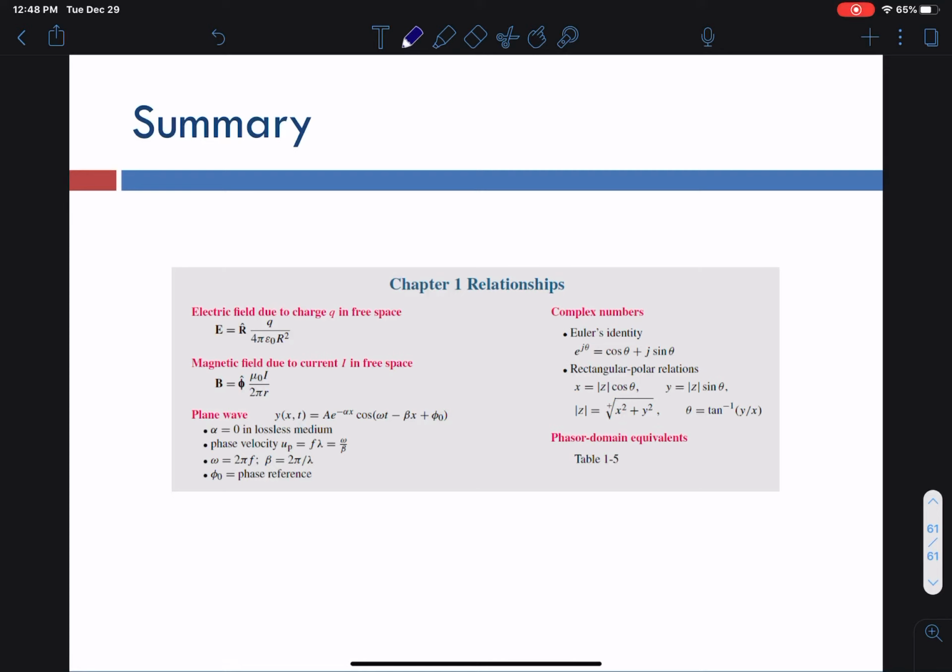This is basically a collection of all the equations we have, and we're going to see you in the class and solve some problems.